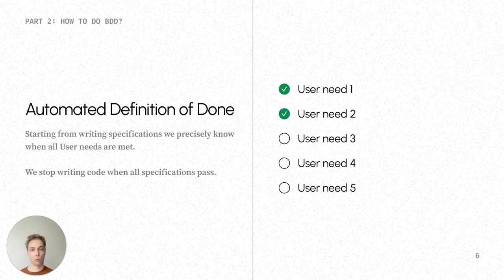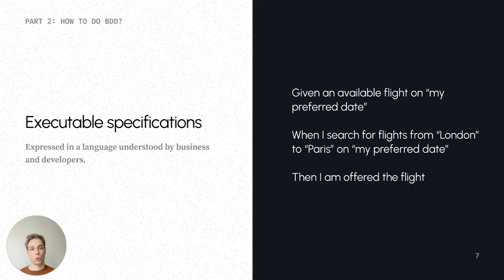With BDD, we write executable specifications for each user need, and we know exactly when we are done writing our code. It is when all specifications pass. So how do those specifications look? We write them in a language both business and developers understand. So let's imagine we're building a flight booking service, and one of the requirements is to allow users to book a flight.